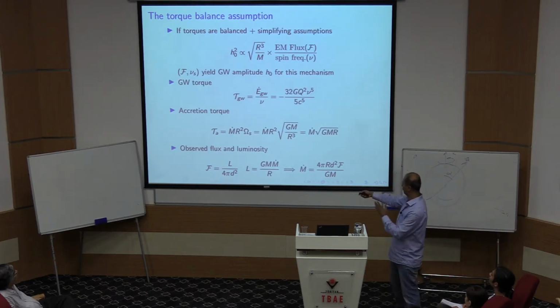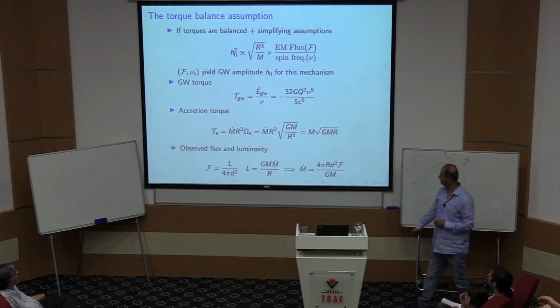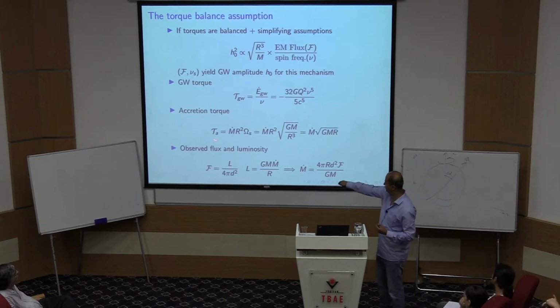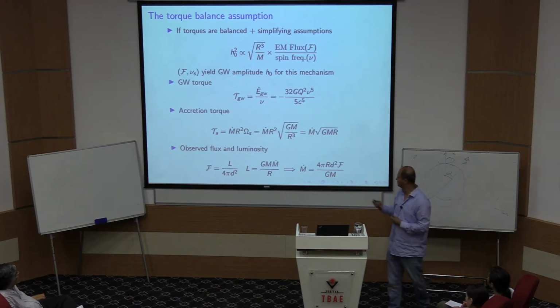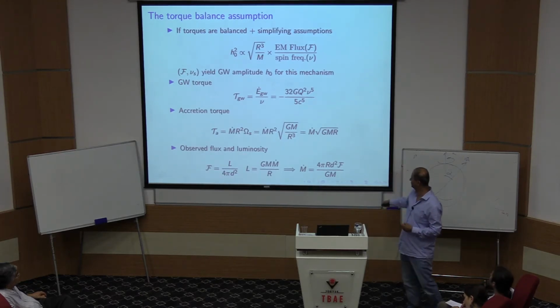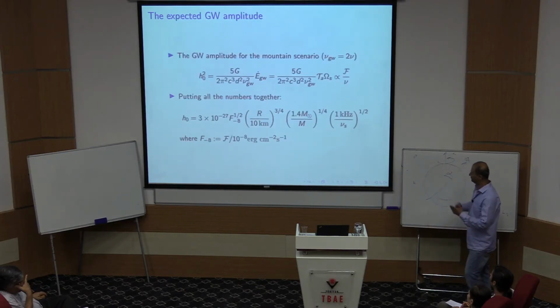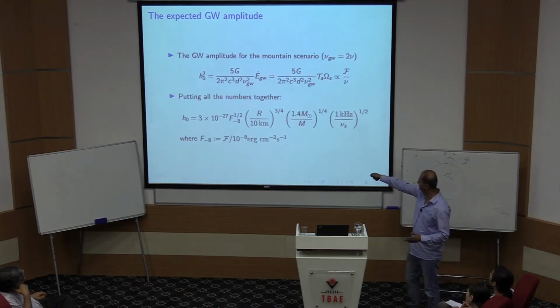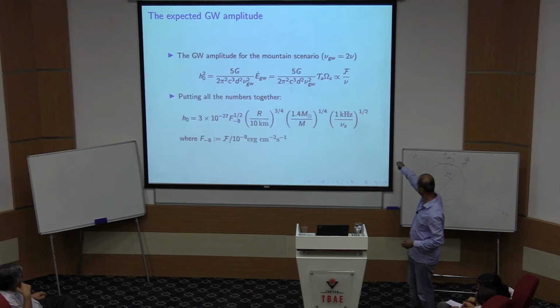So the torque due to gravitational waves is just the rate of energy lost divided by the frequency. The accretion torque depends on the mass accretion rate, which in turn determines the luminosity of the X-rays that we are getting. So this is the link between the observed X-ray luminosity and the accretion torque. You put it all together, and you get the mass accretion rate depends on the X-ray flux in this way. F is the X-ray flux. And then again, put it all together, and you get this expression here. So the amplitude depends upon the inverse of the square root of the frequency and upon this X-ray flux that is measured.